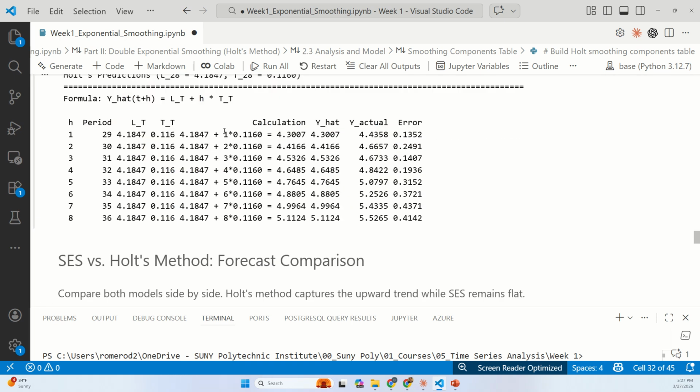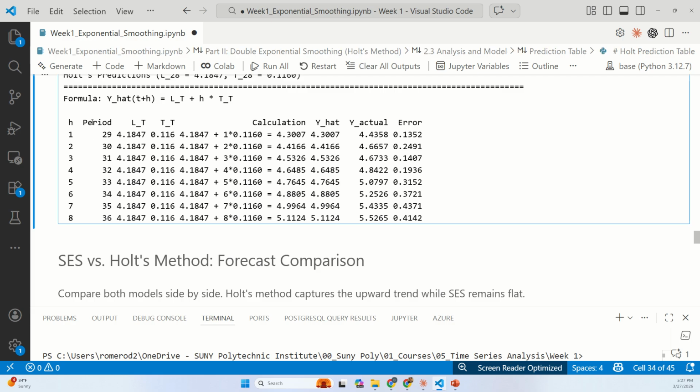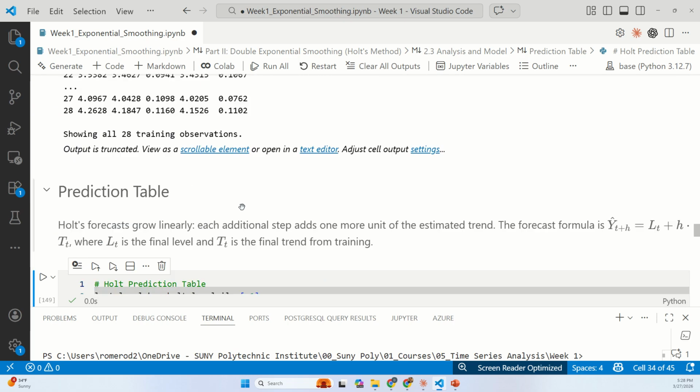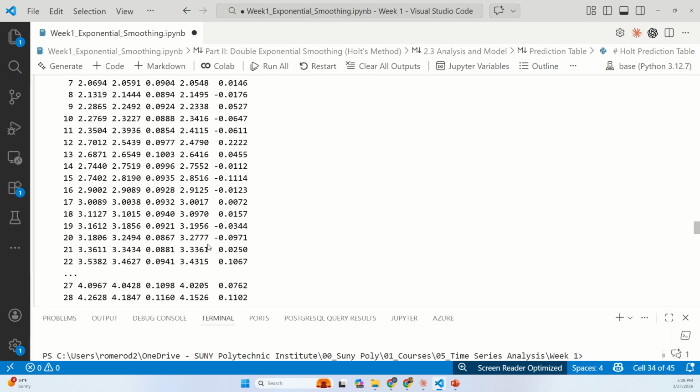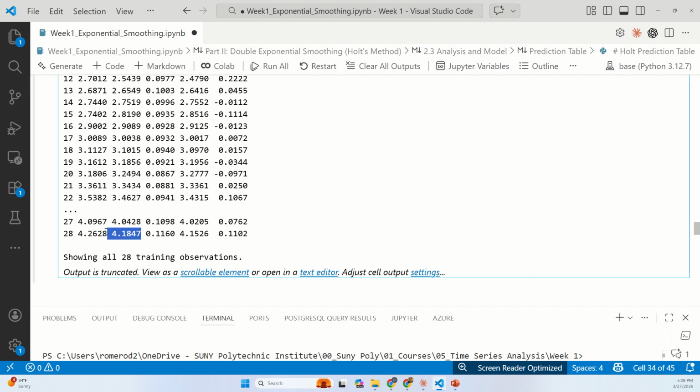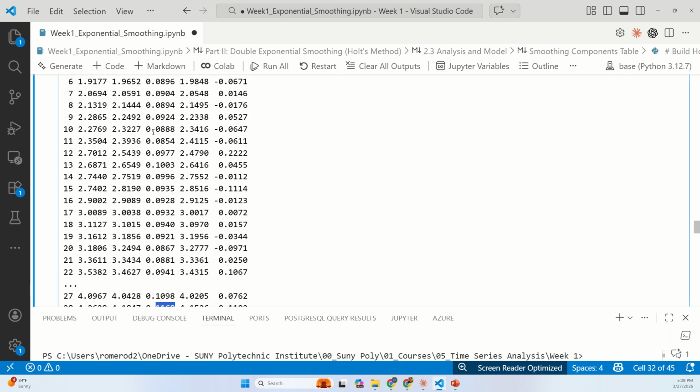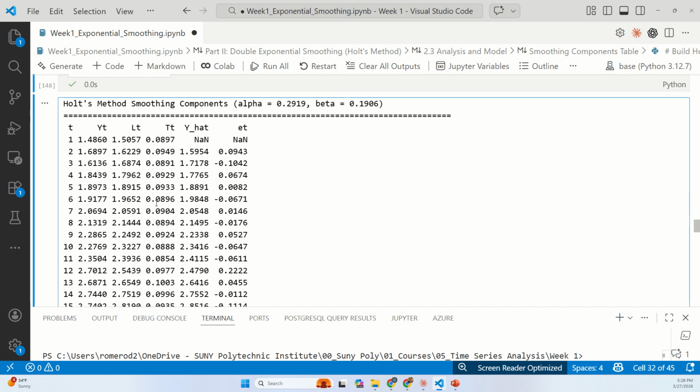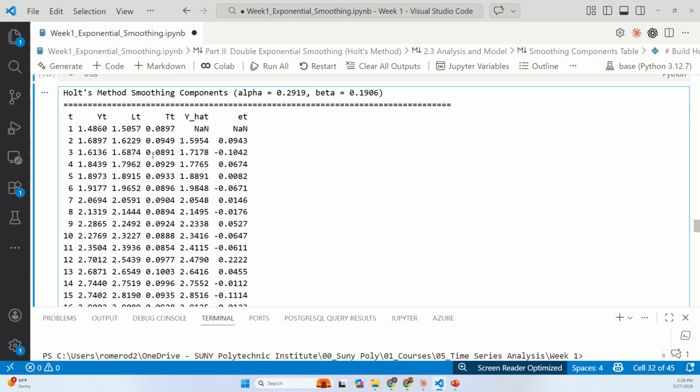And you can see the calculations here. It's just h, the period, and you see the equation: the level plus h times the trend. Please note that the level is a constant value, it's the last one that you found. Same thing with the trend, it's just the last value that you computed. The nice thing about the exponential smoothing method is that the last values for L and for T include the information of the whole time series. It includes information of the previous values.